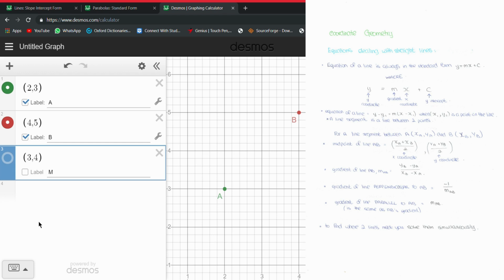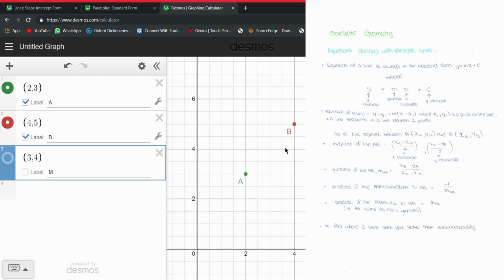So the y-coordinate of B, in this case, is 5, minus the y-coordinate of A, which is 3, over the x-coordinate of B, which is 4, minus the x-coordinate of A, which is 2. So we end up with 2 over 2, we end up with 1. So in this case, our gradient is 1.